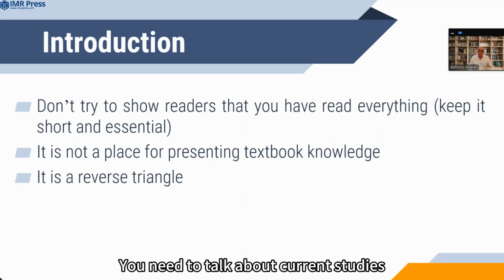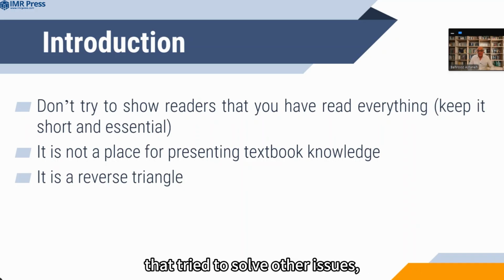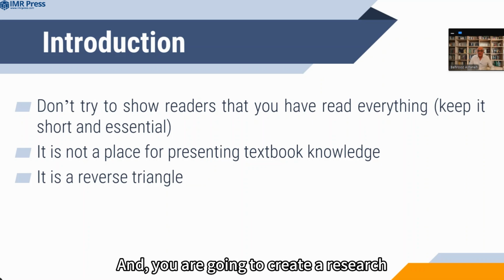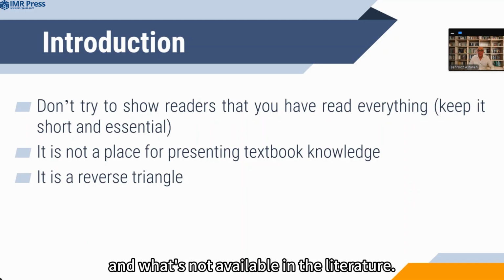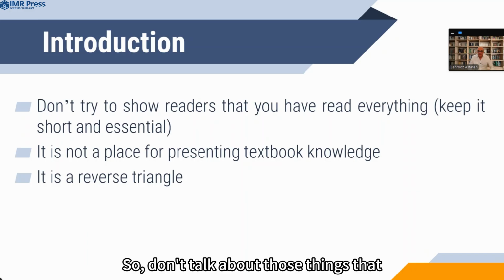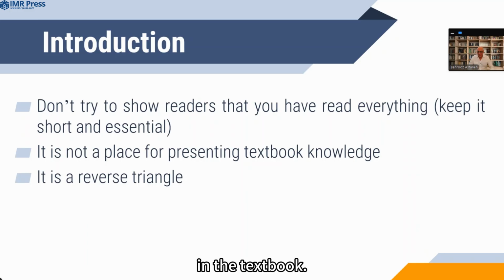You need to talk about current studies published about this issue and solve some issues, and also current studies that tried to solve other issues, but they could not solve those issues, and you are going to create a research question and answer that research question based on what's available in the literature and what's not available in the literature. So don't talk about those things that are already presented in textbooks. Please be sure that your audience already do know what's available in the textbook.